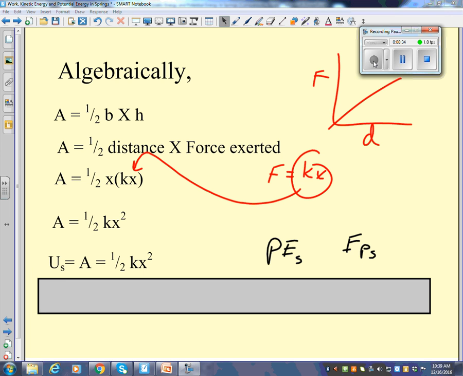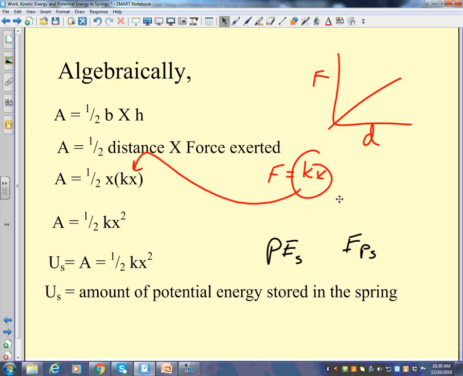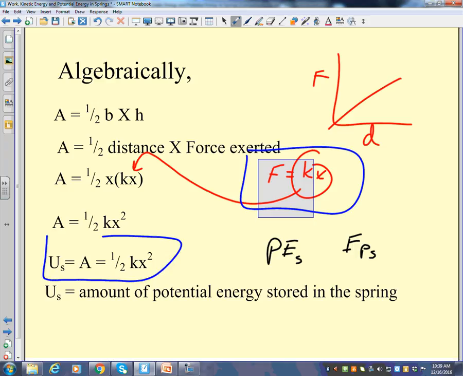Okay, so we got spring energy is 1/2 kx squared. Let's see. Okay, this defines what US is, the amount of potential energy stored in the spring. So I guess, really, I've given you 2 formulas today, right? I've given you F equals kx, and I've given you potential spring energy 1/2 kx squared. But I've given the background, the theory. Here comes, how do you solve problems with this nonsense?